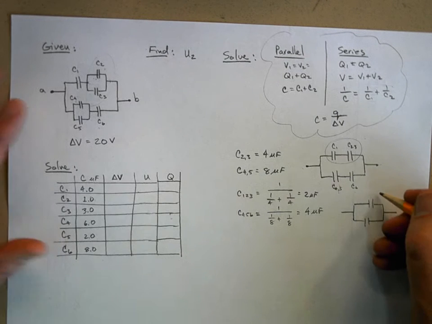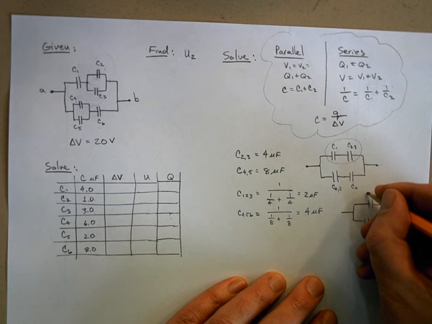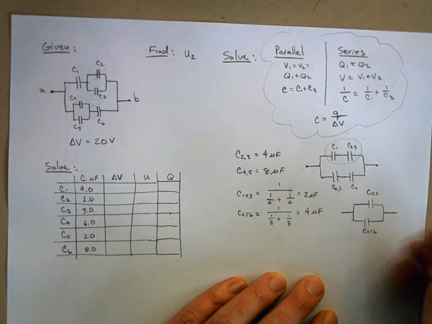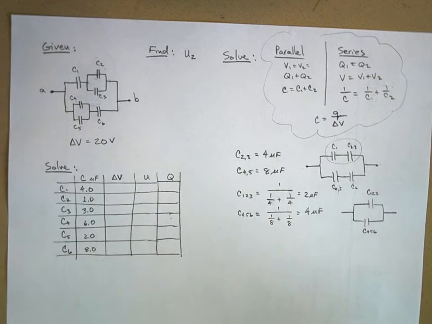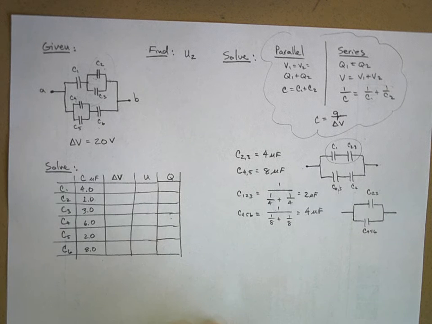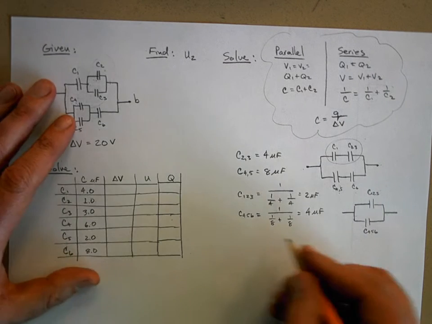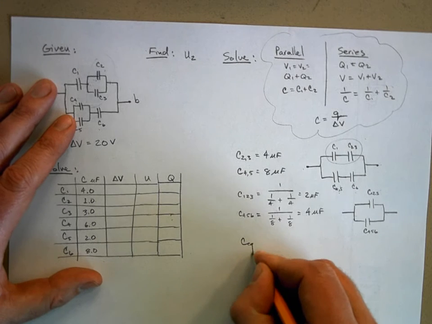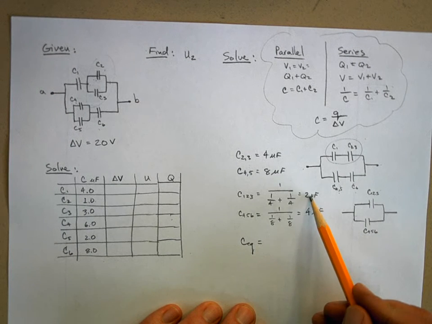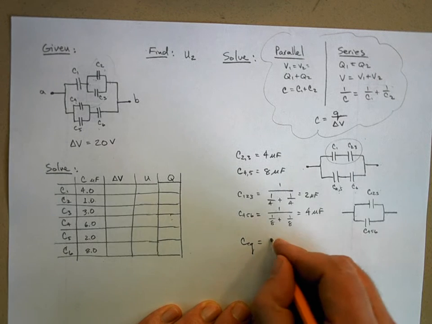And so now this is C1, 2, 3, and C4, 5, and 6. And now I can get the equivalent capacitance of the whole thing, because these two now are in parallel, which means that I just add the capacitance. So the equivalent capacitance of the whole thing is this plus this. It's 6 microfarads.